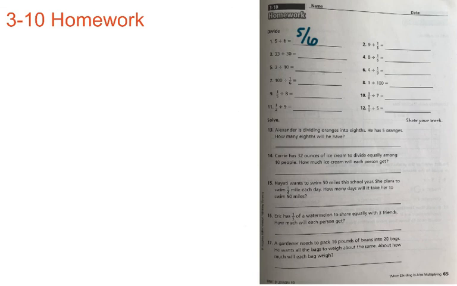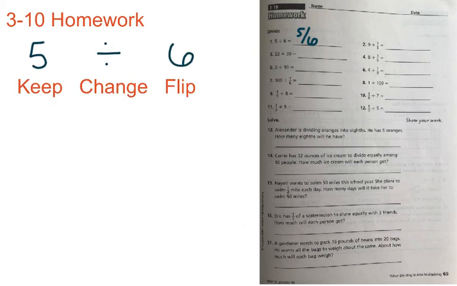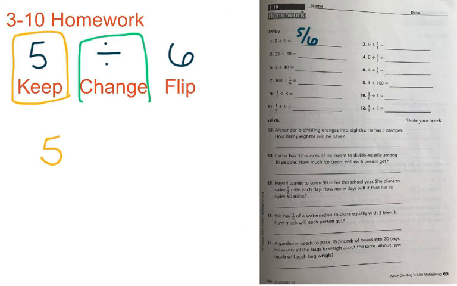Another way we look at that is we have 5 divided by 6, and we have a little chant that we do in class, and we say keep, change, flip. And let me show you what that looks like. We take our first number here and we keep it the same as it is, and we have 5. We take our sign and we change it, so we do the opposite. Instead of dividing, we multiply, and then we go to our other number and we flip it.